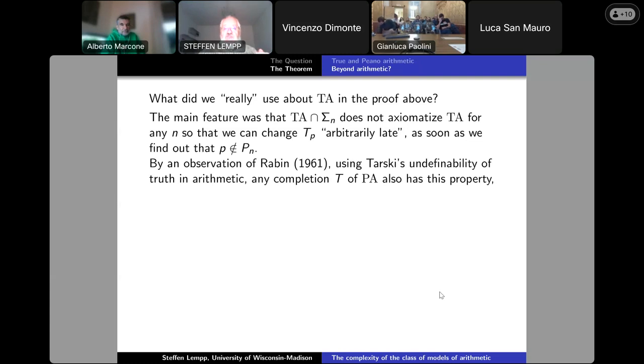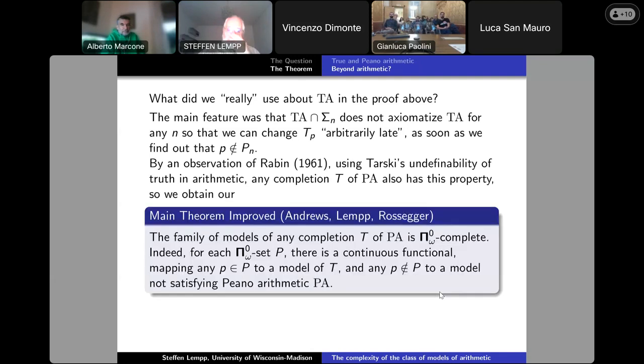And an easy observation of Rabin, and he doesn't claim any originality here, is just an application of Tarski's undefinability of truth. Any completion of PA also has this property. So the theorem that I told you just before is that we can also do this for any completion of PA. Namely, the family of models of any completion T of Peano arithmetic is pi zero omega complete. In fact, you have this reduction that given a pi zero omega set P, there's a continuous functional which gives you either a model of T or a model of not PA. So we get this main theorem version 2.